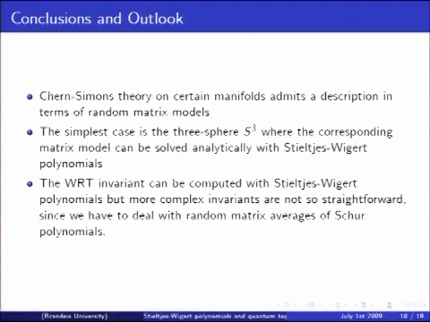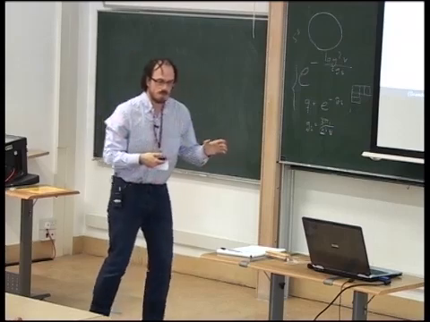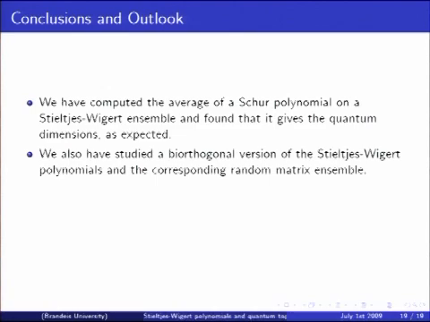And we have done the next case in difficulty, which is when you have this loop in the path integral, and then you have averages of Schur polynomials in the random matrix distribution. So then things got already much more difficult very fast. But this case we still managed to compute and found the consistency that indeed it relates to quantum dimensions, which is not obvious. So this gives strength to the random matrix description of Chern-Simons theory, because you want to do things explicitly. Then we also studied the orthogonal version of the models.